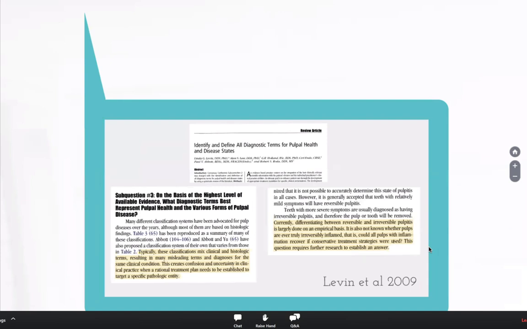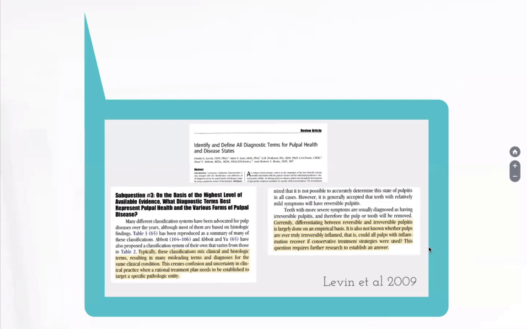And to dig more into that, in the 2009 paper by Levin, I want to share with you two paragraphs from the same paper. They talked about these diagnostic terms. On the left: typically these classifications mix clinical and histologic terms, resulting in many misleading terms and diagnoses for the same clinical condition. This creates confusion and uncertainty in clinical practice when a rational treatment plan needs to be established.